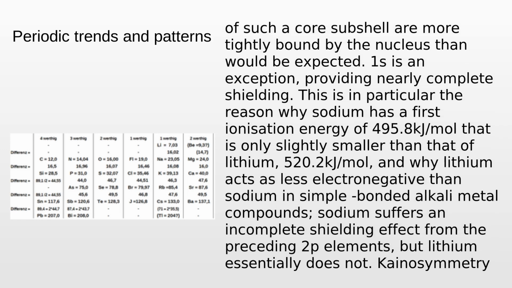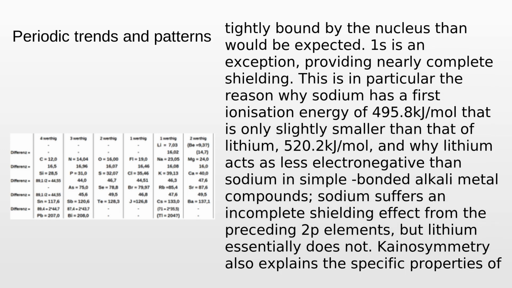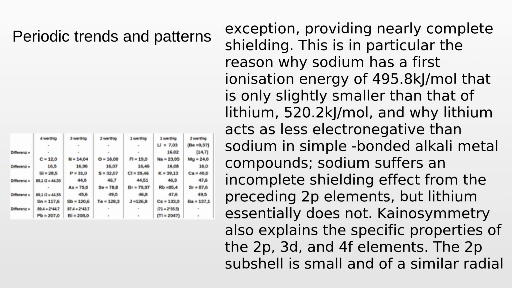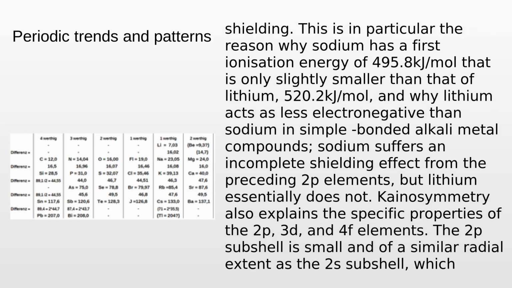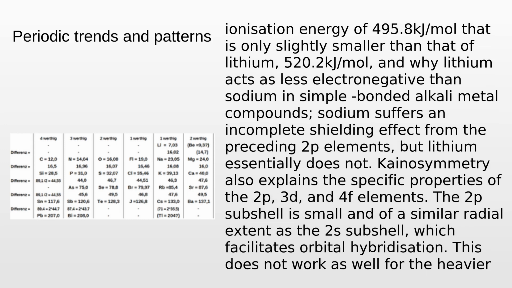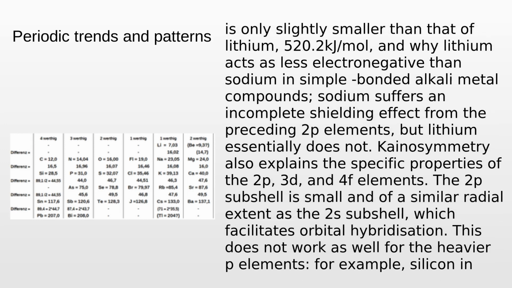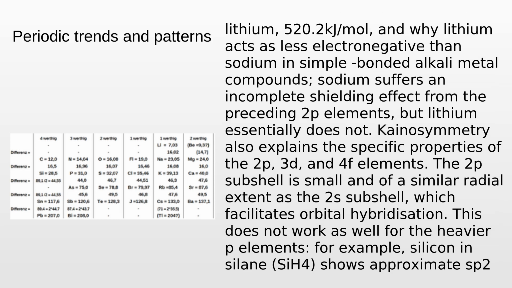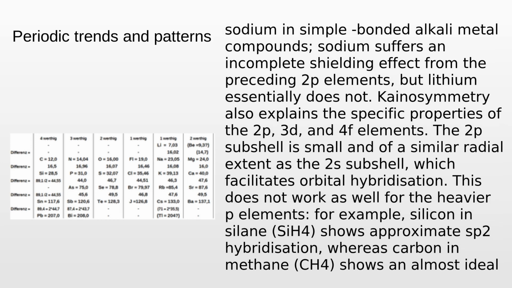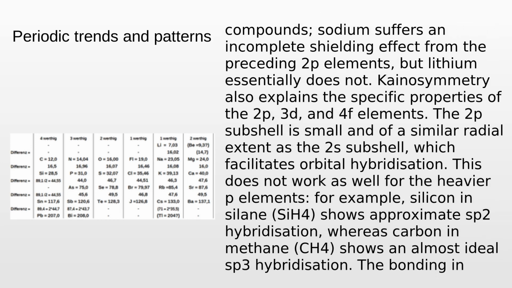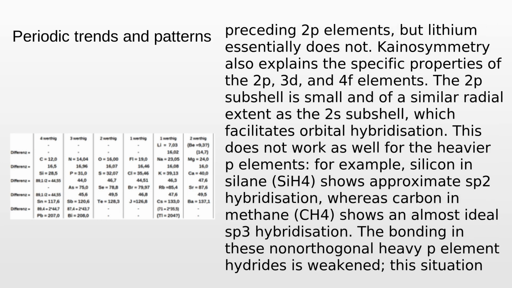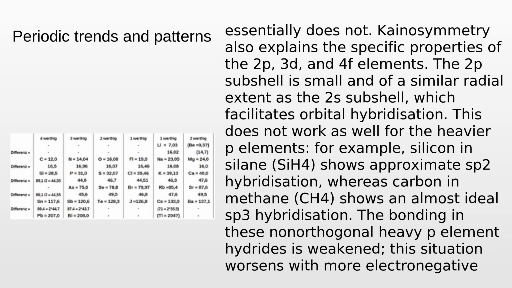This is in particular the reason why sodium has a first ionization energy of 495.8 kilojoules per mole, that is only slightly smaller than that of lithium, 520.2 kilojoules per mole, and why lithium acts as less electronegative than sodium in simple bonded alkali metal compounds. Sodium suffers an incomplete shielding effect from the preceding 2p elements, but lithium essentially does not. Kainosymmetry also explains the specific properties of the 2p, 3d, and 4f elements.